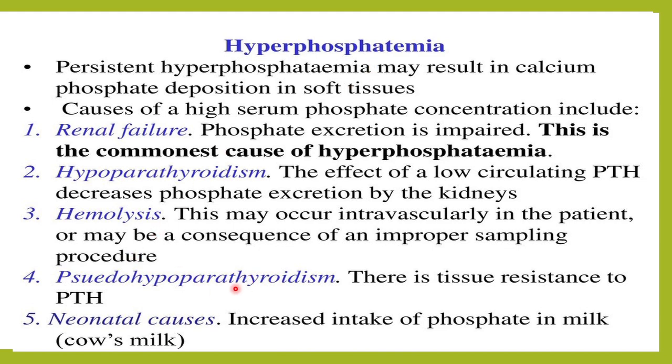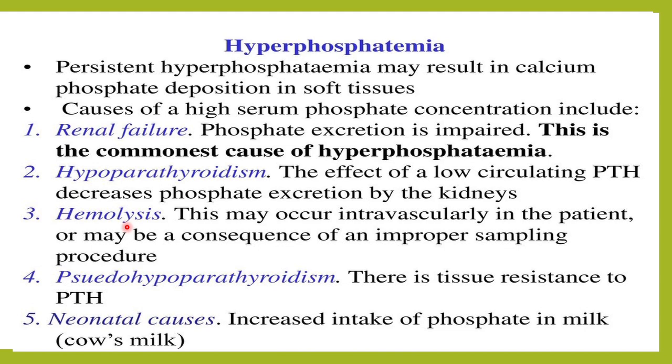Similarly, in pseudohypoparathyroidism, what happens? There is parathormone, but the receptors are not sensitive to this parathormone, so the action of parathormone is not there. When the parathormone is not acting, the calcium level goes down and the phosphorus level starts getting more. So this can also lead to hyperphosphatemia.